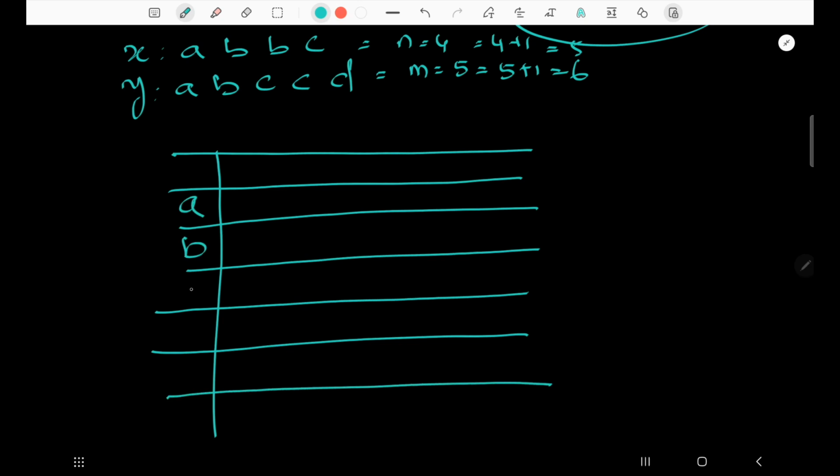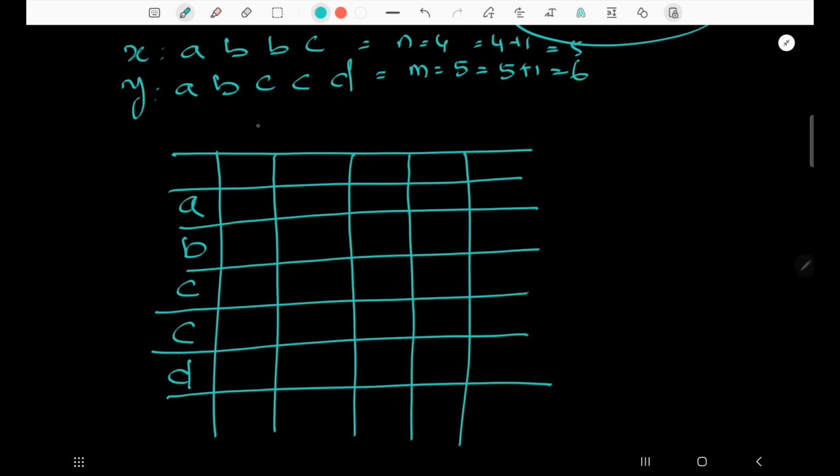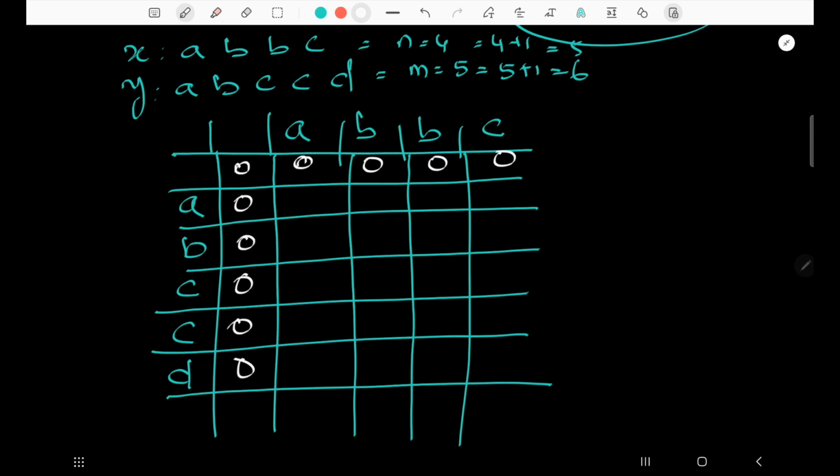A, B, C, C, D. A, B, B, C. Sorry, again I made a mistake. Actually, it has to start from here. A, B, B, C. So the first column is 0 0 0 0 and the very first row is also 0 0 0. Now we need to mark it.